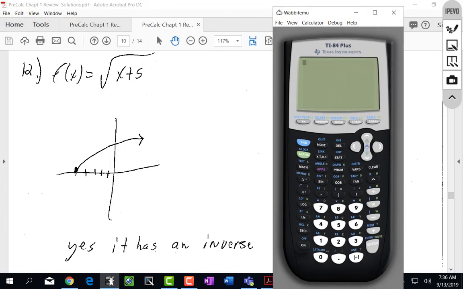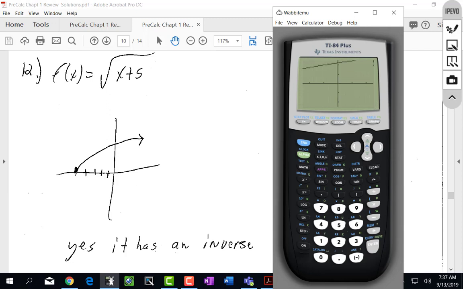Let's see if I can keep this over here. So turn on your calculator. Go to your graph at y equals, clear out anything that's in there. And now we're just going to hit the square root key, which is above this x squared key. And then we're just going to type in the equation x plus 5.